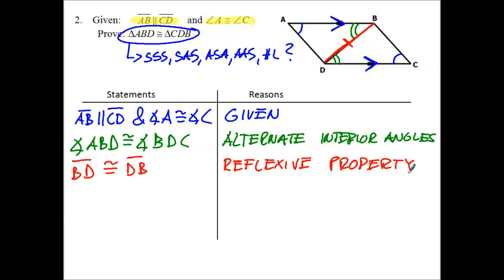Okay, so let's see what we have found so far. We have a pair of angles that's congruent, and then we have another pair of angles that's congruent, and we have a side that's congruent. Let's also mark these in our triangle up there.